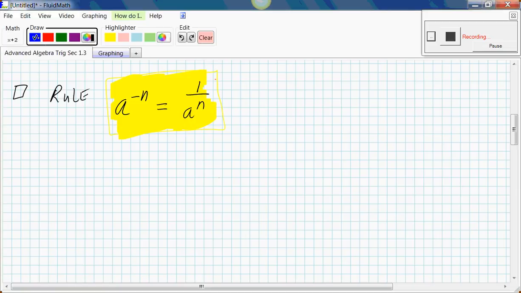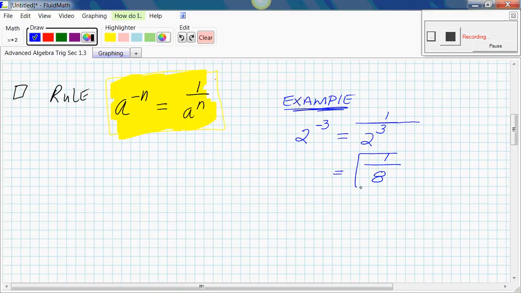And here are some examples of this rule in action. If I have 2 to the negative 3rd, notice that my exponent is negative. So I'm going to take 1 divided by 2 to the positive 3rd power. Notice that this is the big division sign here. So I get 1 divided by 2 times 2 is 4, times 2 is 8. So I get an answer of 1/8 for that one.